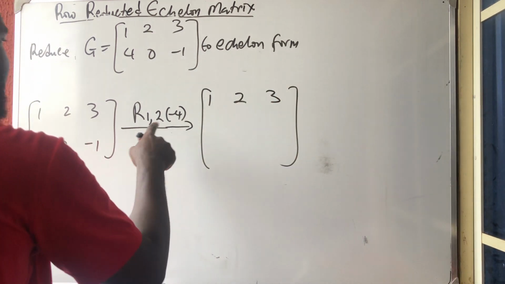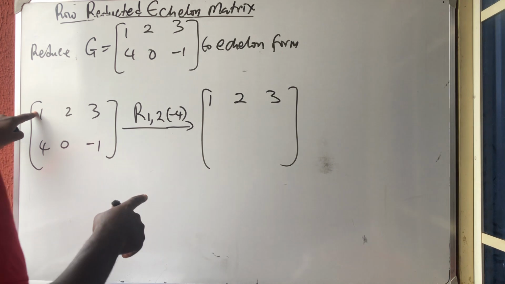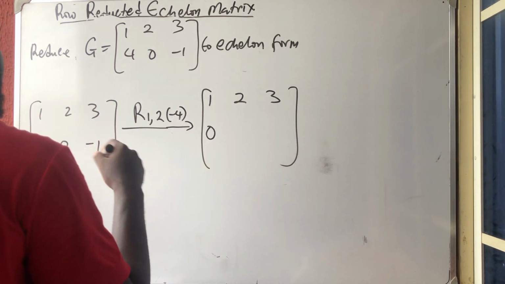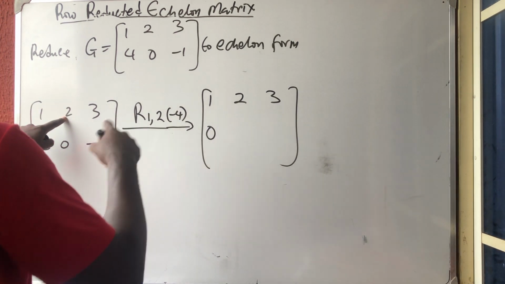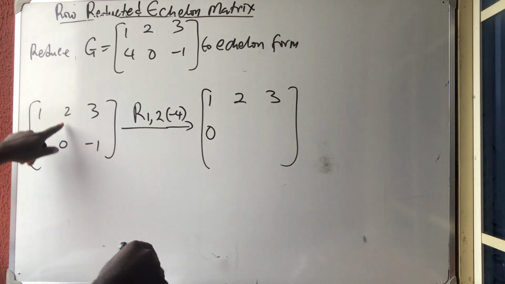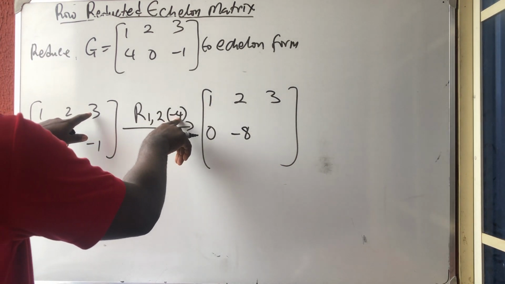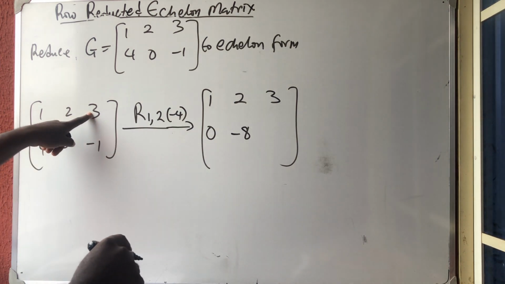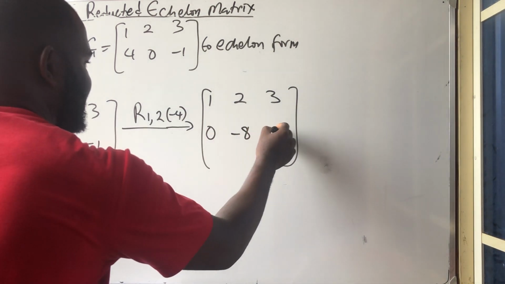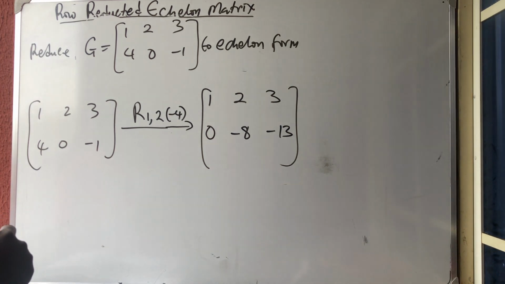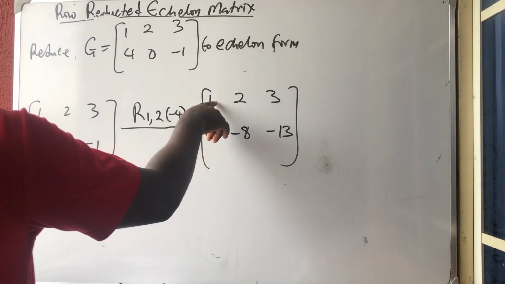Now we have minus 4 times 1 is minus 4. Minus 4 plus 4 is 0. Minus 4 times 2 is minus 8. Minus 8 plus 0 is minus 8. Minus 4 times 3 is minus 12. Minus 12 minus 1 is minus 13. Okay, so we have done very well by having 1 and 0 here.